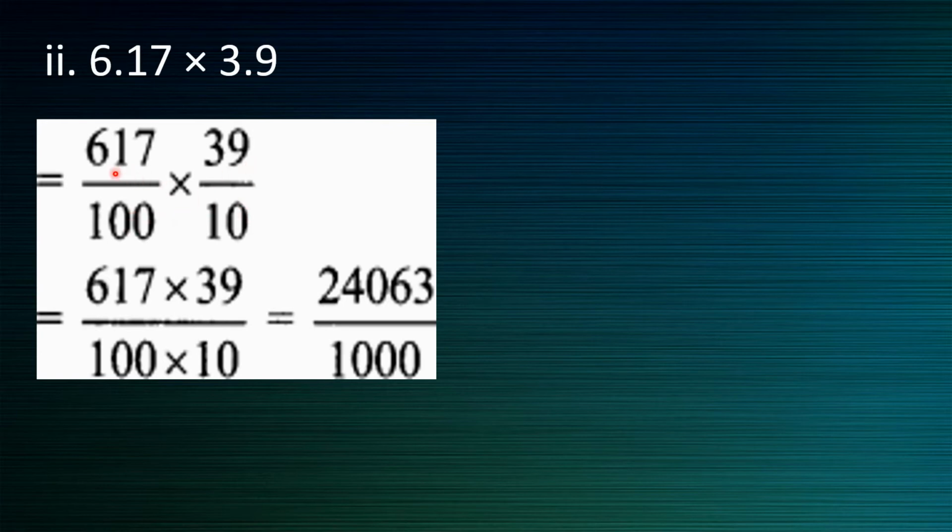So here we will get 617 multiplied by 39 upon 100 multiplied by 10. So 617 multiplied by 39 is 24,063 upon 100 multiplied by 10, you will get 1000. So now your answer will be 24.063.